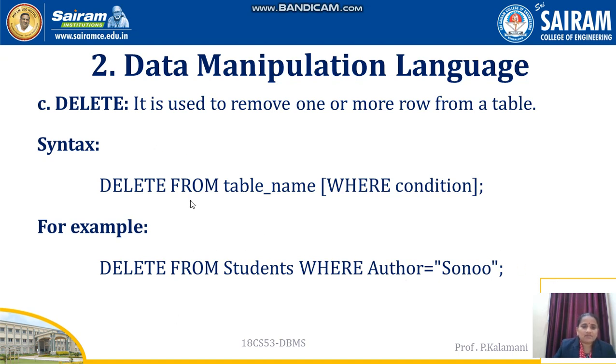Already we have seen drop, truncate and delete. All are related to removing content. What is the difference between these 3? If you use the drop command, the entire table will be removed. That means the structure as well as the data present in the table will be removed. If you go for a truncate operation, it will remove only the data present in the table, rows only deleted, not the structure. If you go for delete also, only the rows are deleted, not the structure.